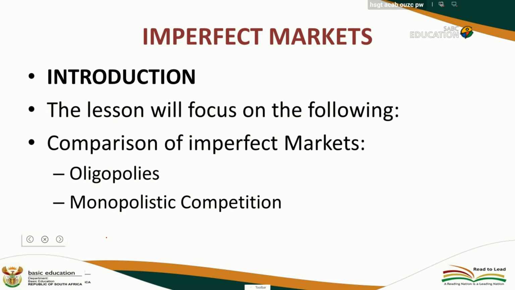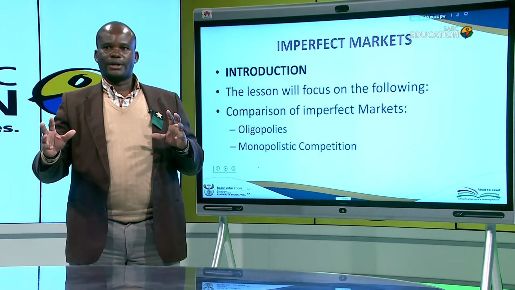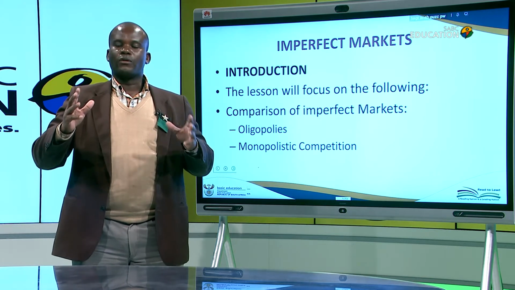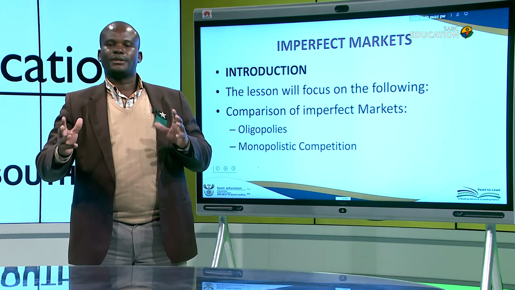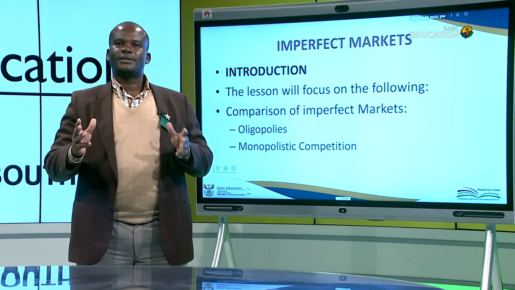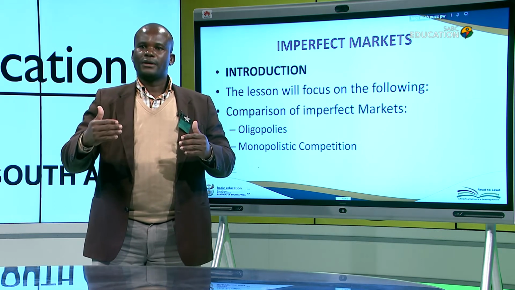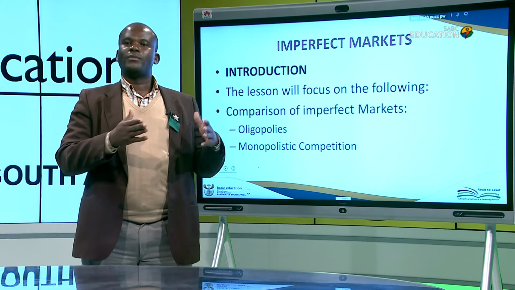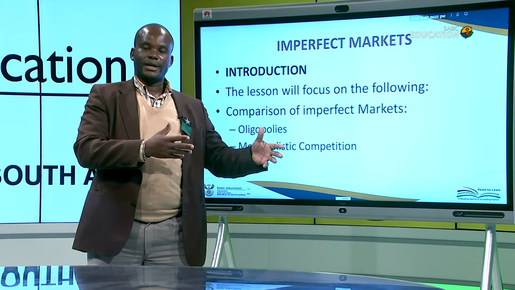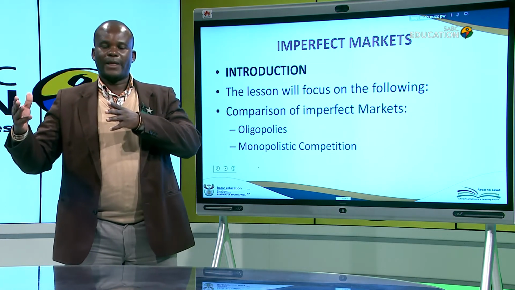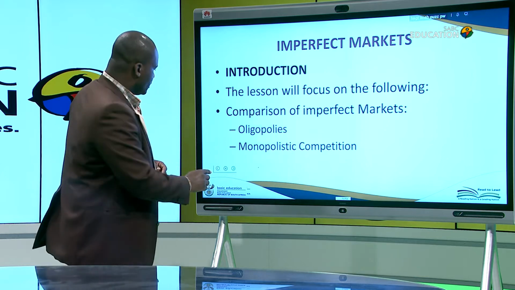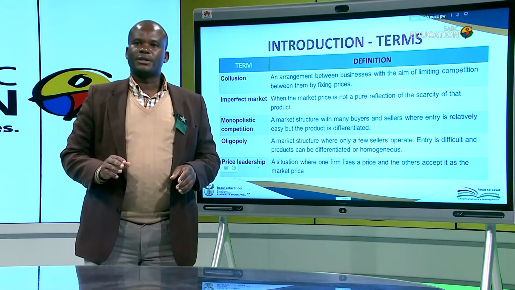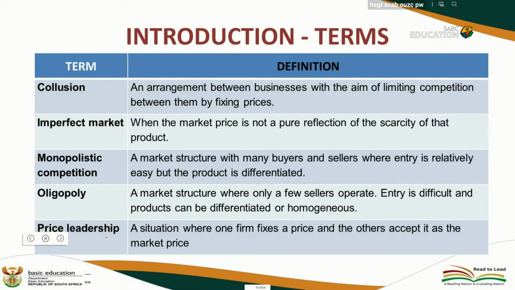Our lesson, like I said, is going to focus on oligopolies and monopolistic competition, but in particular, we will do a comparison of the two market structures in terms of the features or the characteristics that define them. You realize that there are some features where the two market structures show similarities, and some features where there will be differences. So in this case, we are going to have some terminology, the terms that we are going to meet in our lesson.